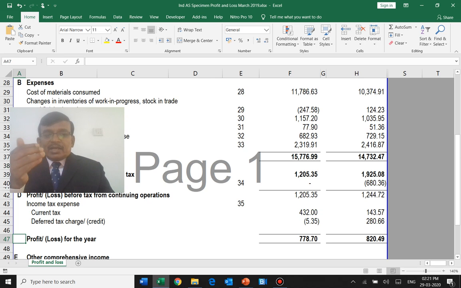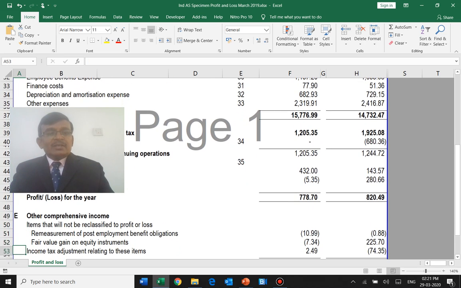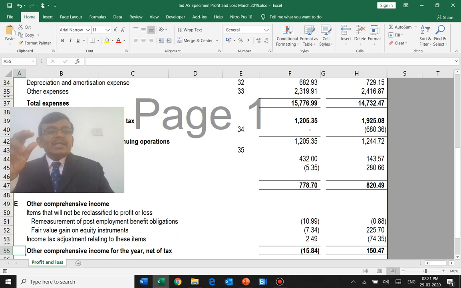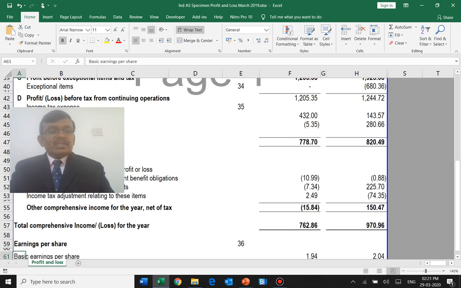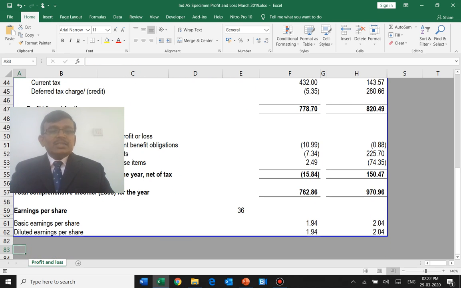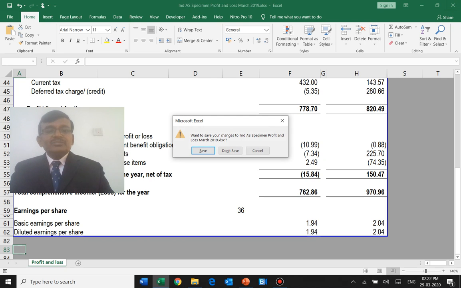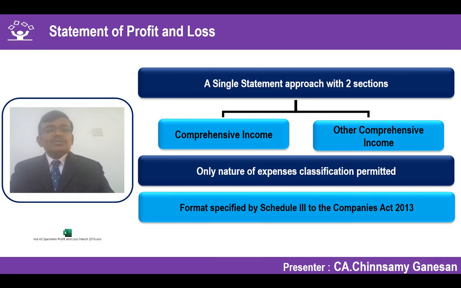statement. The other section, other comprehensive income, is normally unrealized gains and losses. We will see what is other comprehensive income a little later. So those items, other comprehensive income, will be shown as a separate section, and both put together is what we call the total comprehensive income for the year. This is what we call a single statement approach, having two sections, comprehensive income and other comprehensive income. All other items are similar to what we have seen in our existing practice. So hope you have understood the structure of the statement of profit and loss.